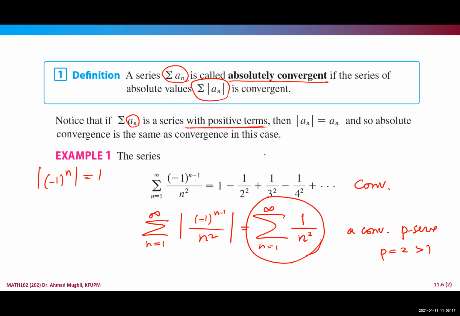So now the series of the absolute values is convergent. So what? The original one is absolutely convergent. Okay, let's take another example.